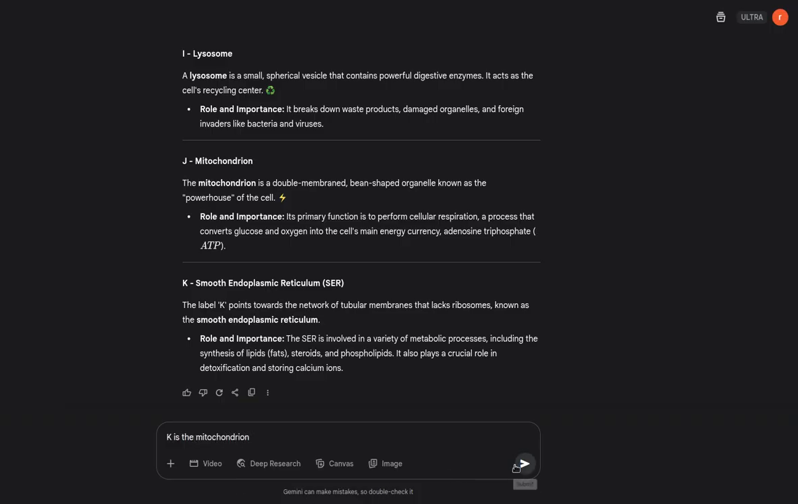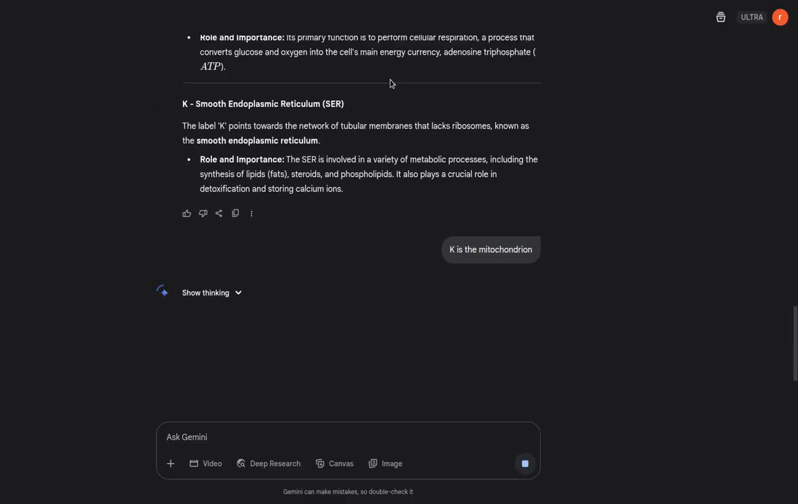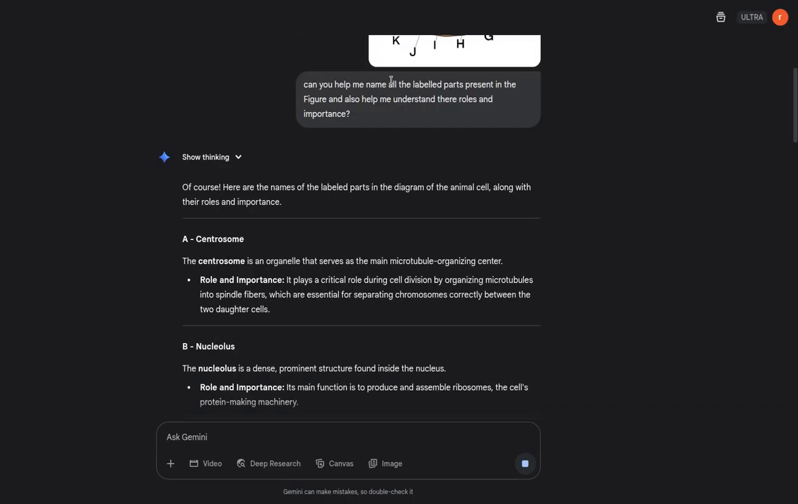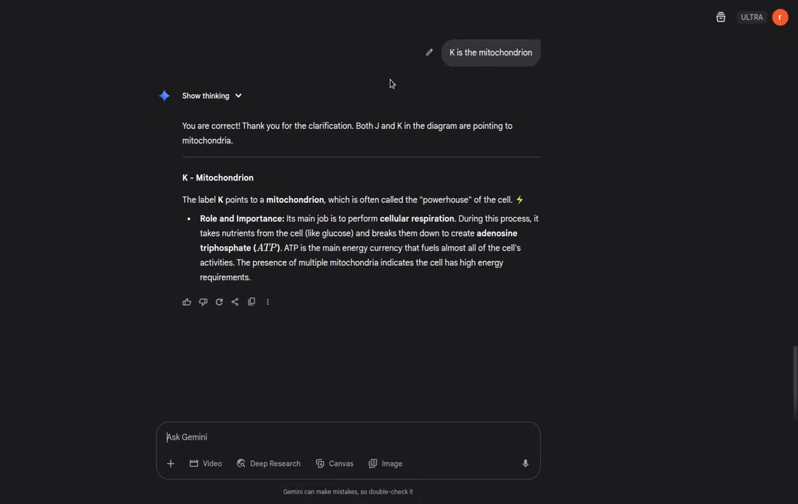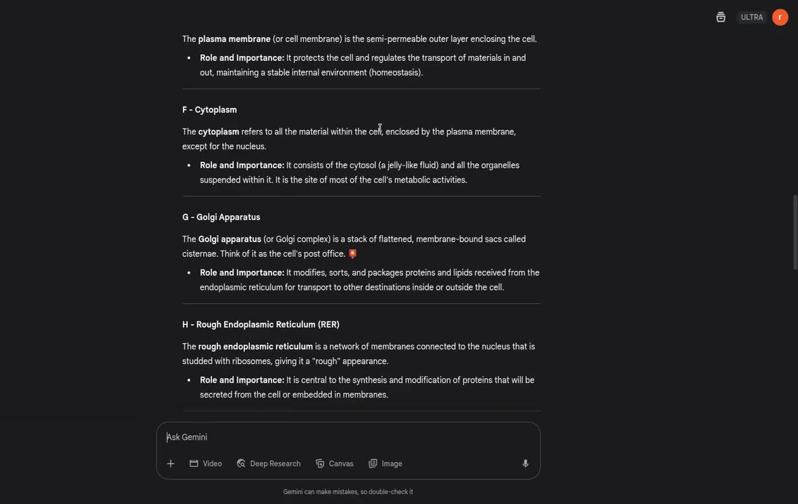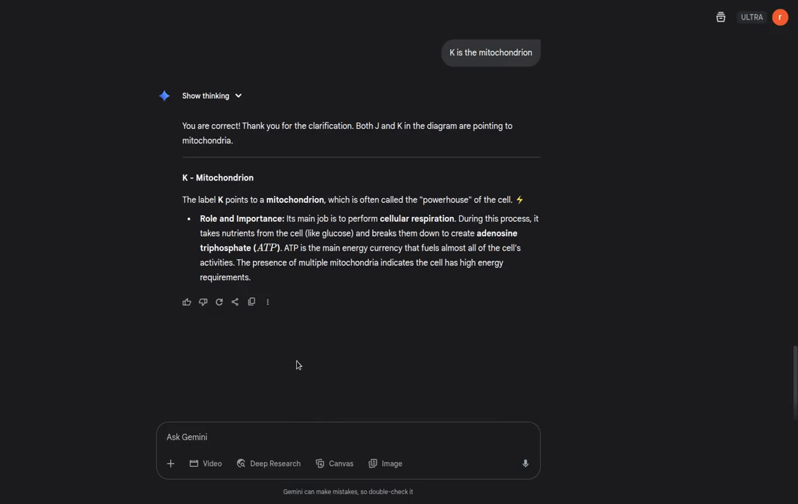Is mitochondria. If I'm not wrong, let me see if it gets it right. That I am definitely sure of, that K is the mitochondria. Yeah. No, J is not. J points to the boundary layer, so I think J is the cell membrane. J must be the cell membrane.